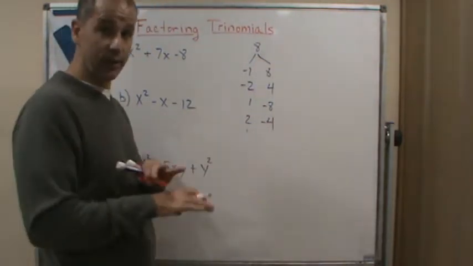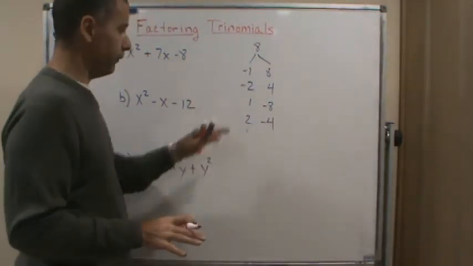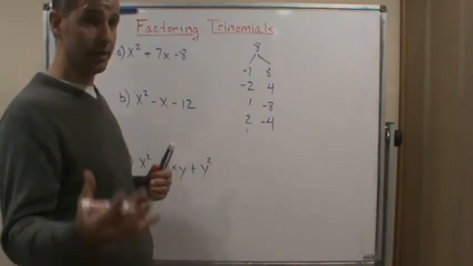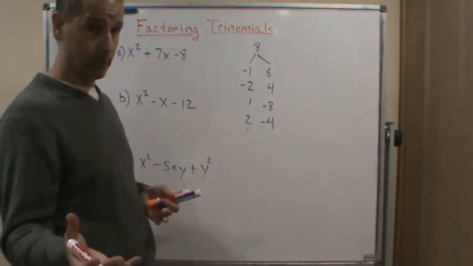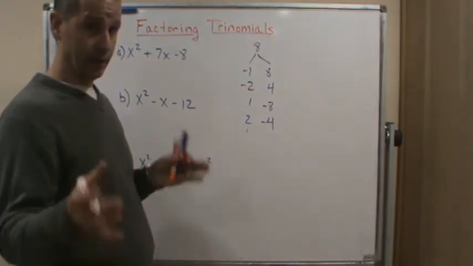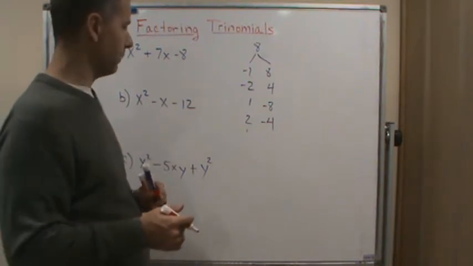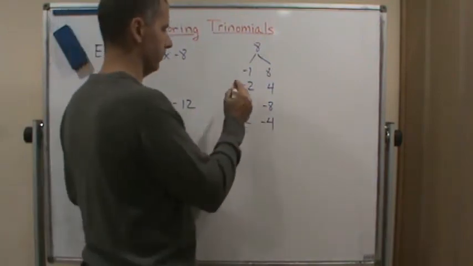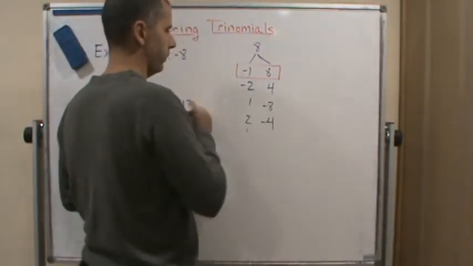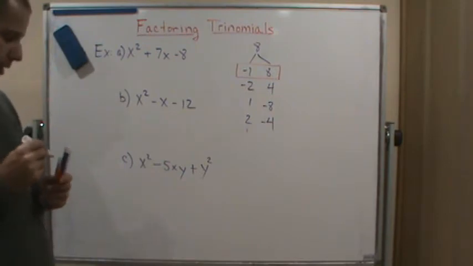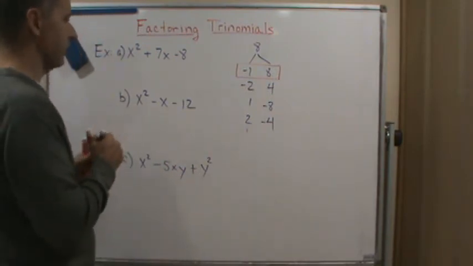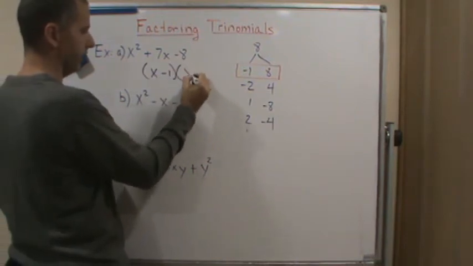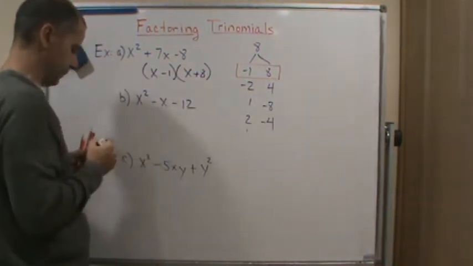You might do this and there might not be any, okay? And if you go through the process and you don't find any factors, then that means it's not factorable. Okay, it does not factor into integer factors. Now that's the pair that does it. So this means that this factors into x minus 1 and x plus 8.